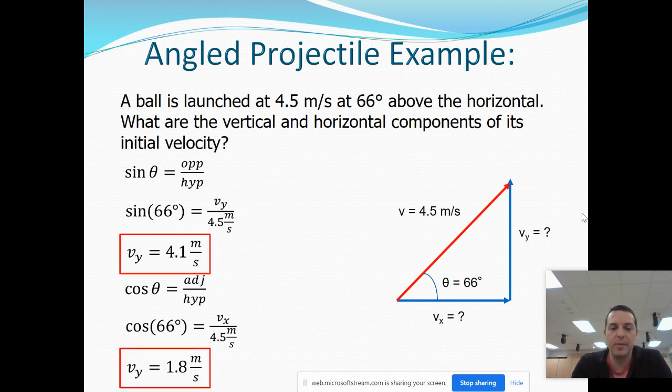These two, vertical velocity 4.1 meters per second and horizontal velocity 1.8 meters per second, represent the components of this 4.5. Taken together, if an object is moving 4.1 meters per second vertically and 1.8 meters per second horizontally, it's the same thing as moving 4.5 meters per second at an angle of 66 degrees.